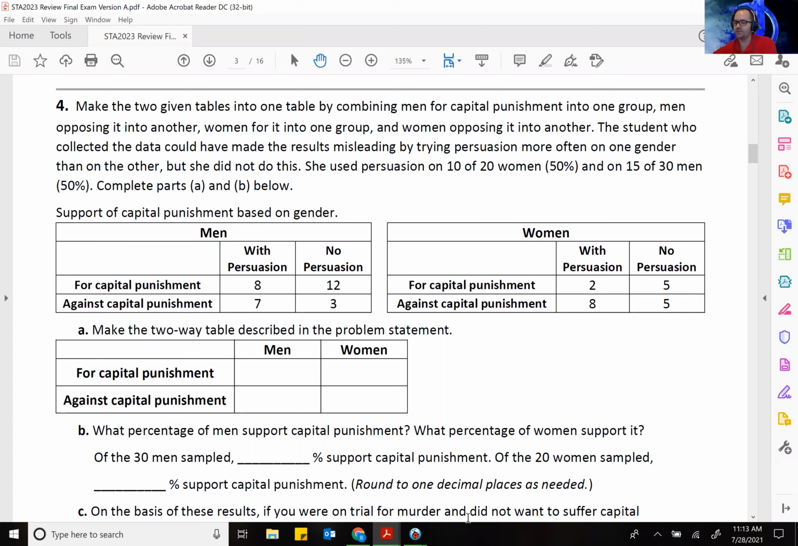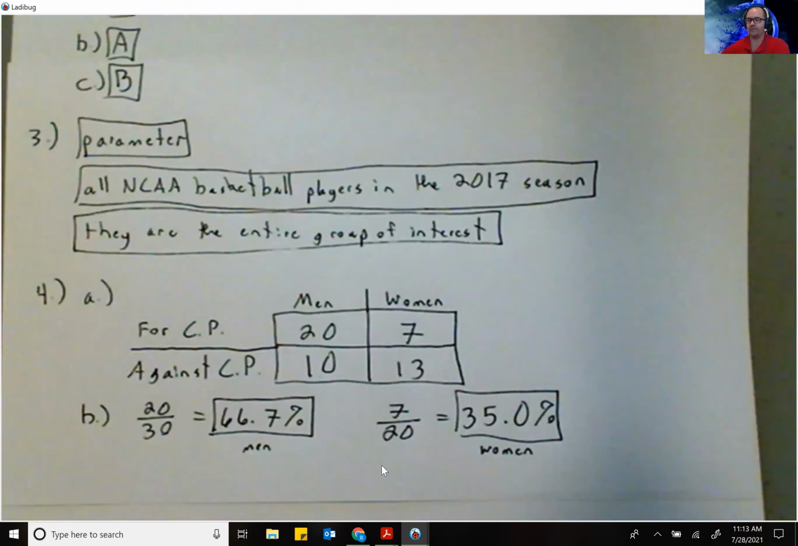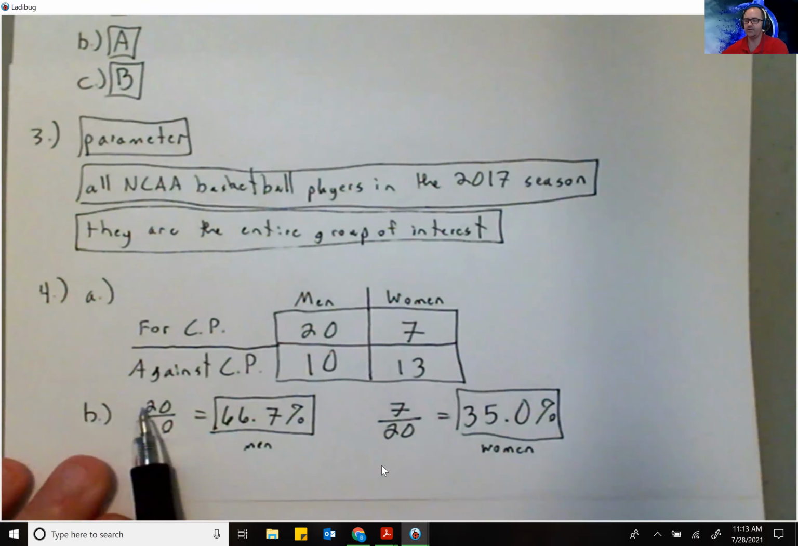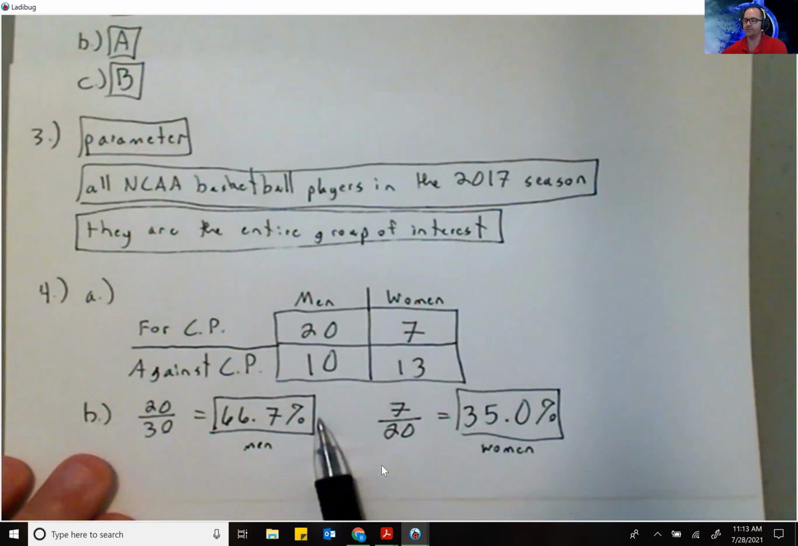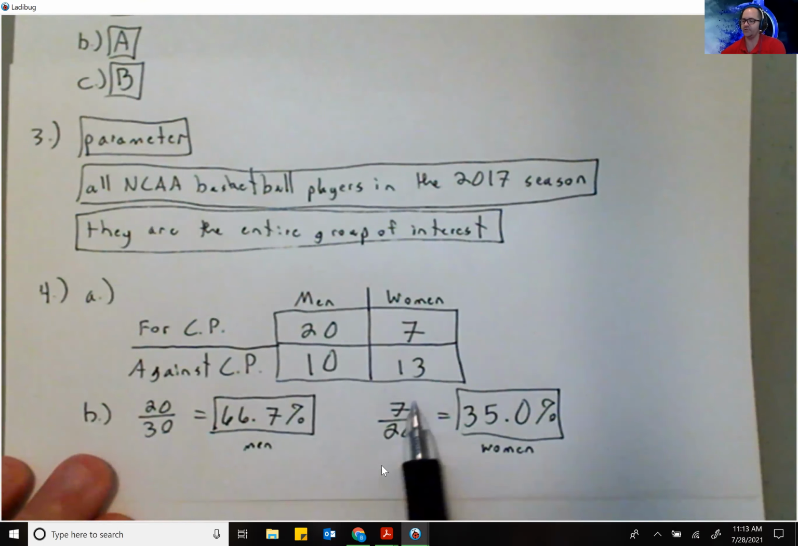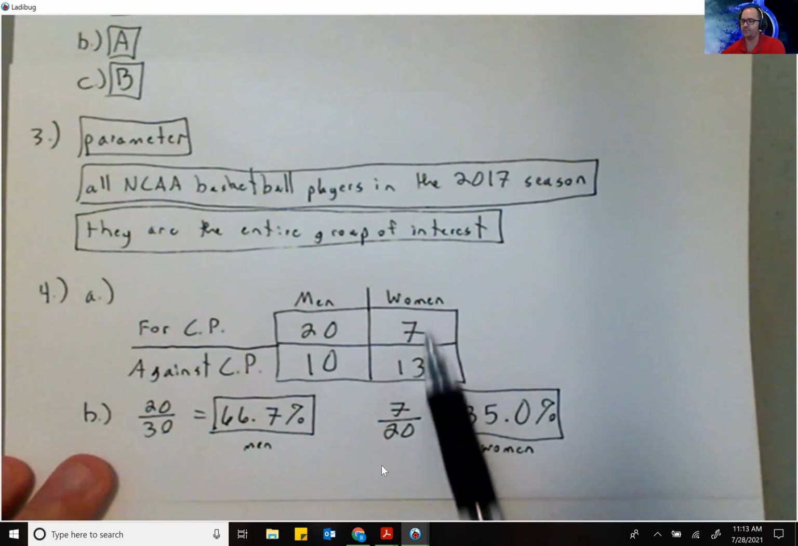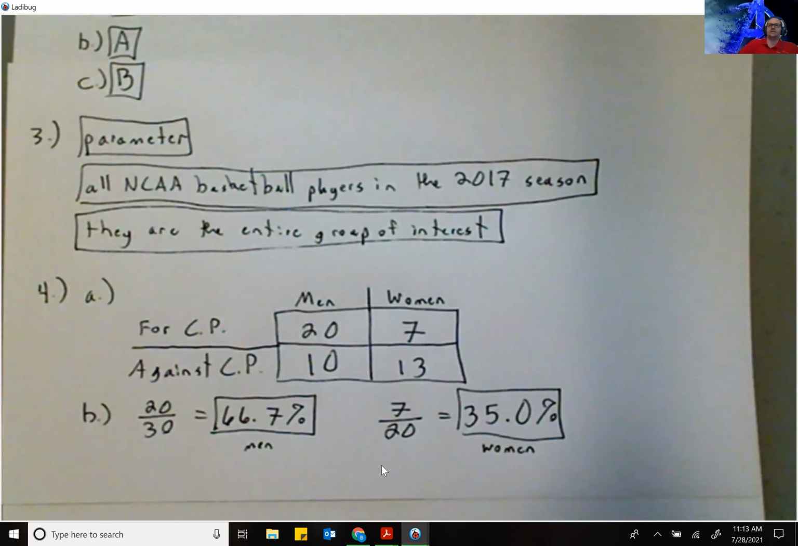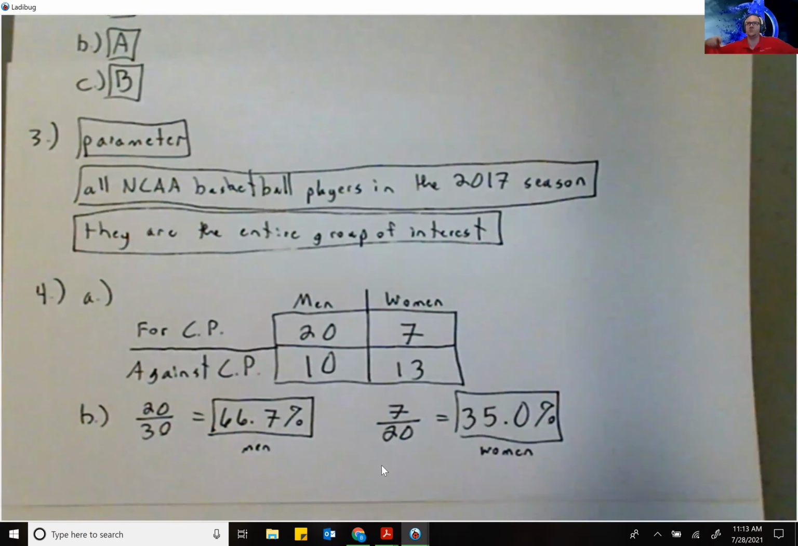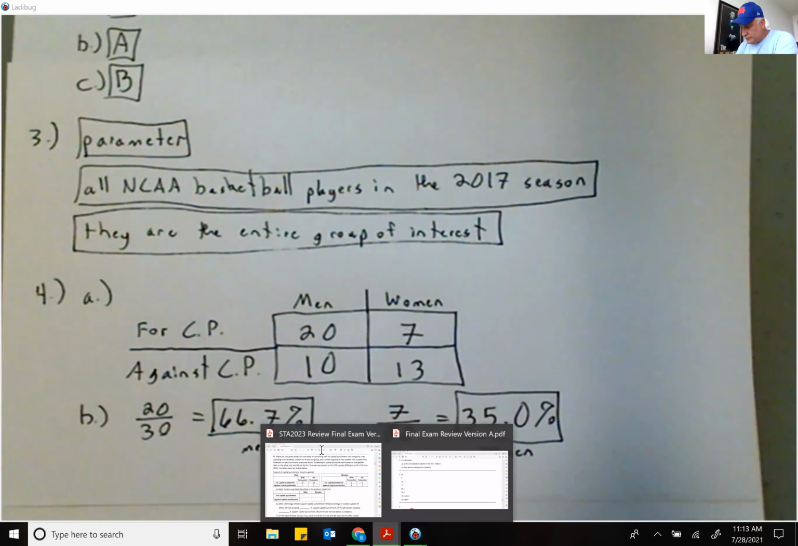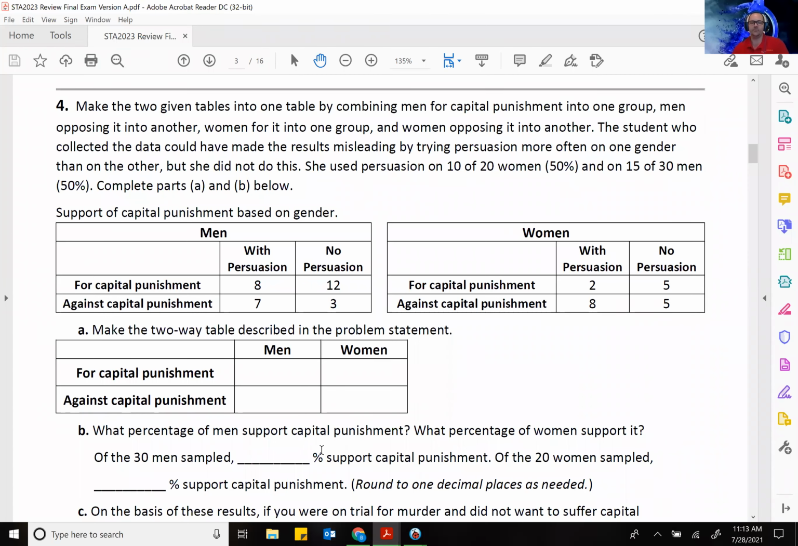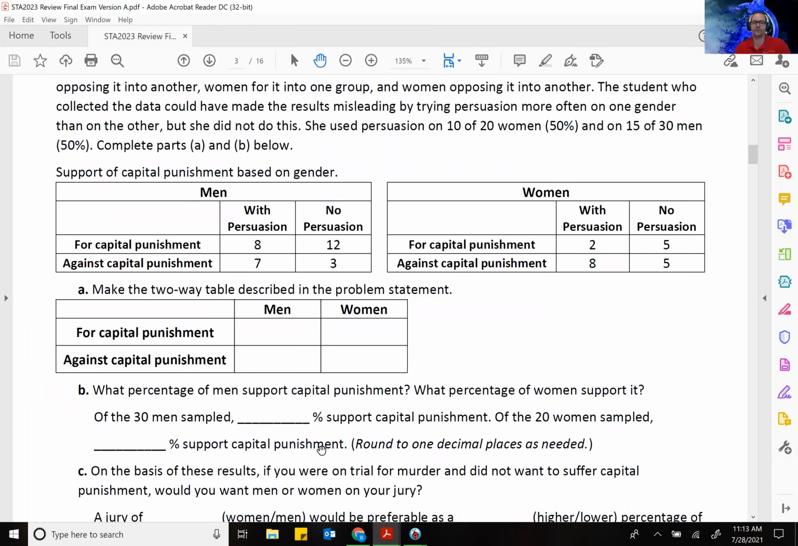So this was men, this was women. Show you on my little piece of paper. This is exactly what we just talked about. To get the men, you take the 20 divided by 30 because there are 30 men. There's our answer. Take the 7 divided by 20 because there are 7 women, all over 20 because that's the total, and 35.0 because it does ask for 1 decimal place. I like to make sure that I have all my decimals accounted for just in case. It shouldn't count it wrong if you just put 35%, but I always like to double check.